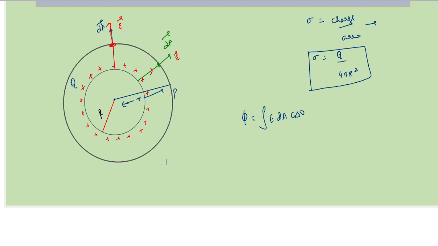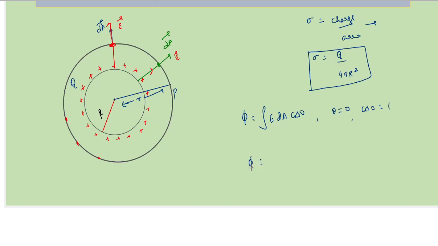We can take up similar arguments everywhere. If we take any small part anywhere on the sphere, for all the small areas, the angle between the electric field and the small area vector would be 0. Therefore, since theta is 0 for all the elemental areas, cos 0 is equal to 1.